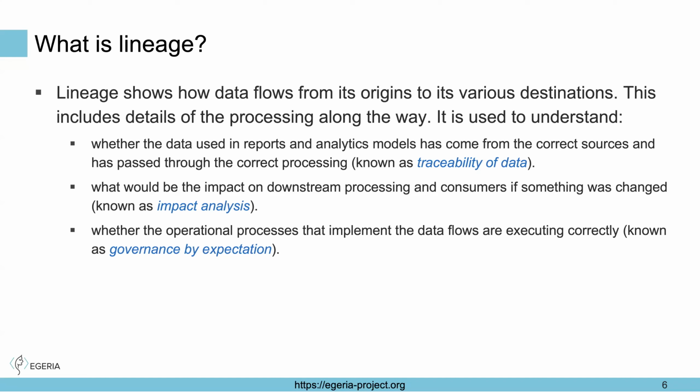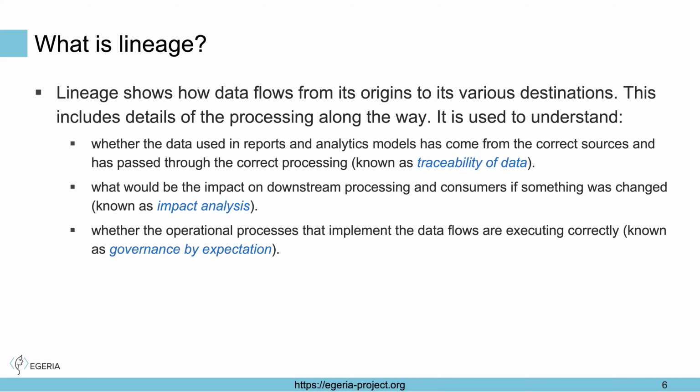And the other is to actually detect when something has gone wrong, which is going to cause downstream data to be incorrect. In fact, generally, it's quite easy to detect when things break. We get exceptions, we get error messages, all sorts of things. But actually, it's equally important to make sure that things that should have run did run. So we're monitoring that the processes are running as expected. So that's governance by expectation. And for that, we need to know what should run, and we also need to know what did run so that we can compare the two together. So three very important use cases for Lineage.